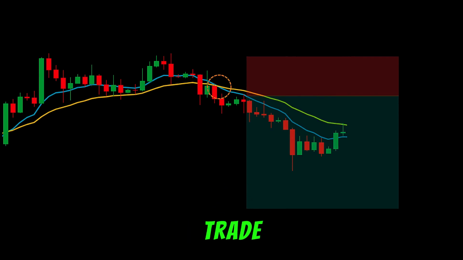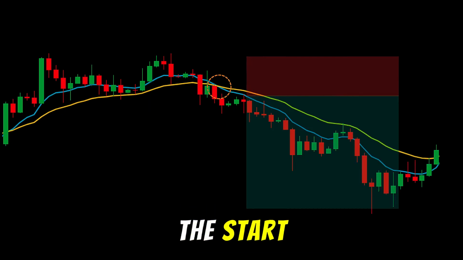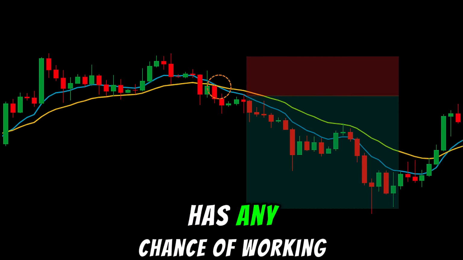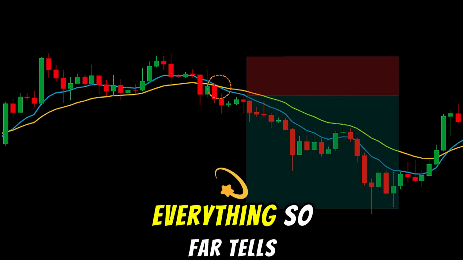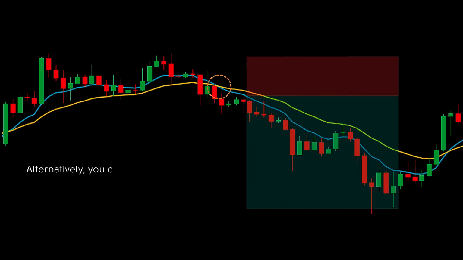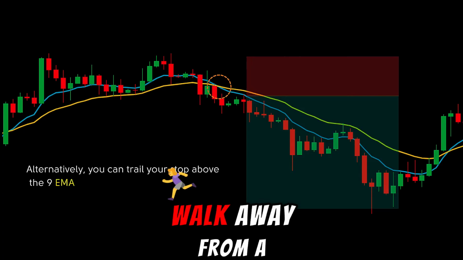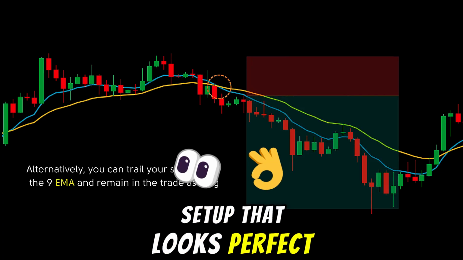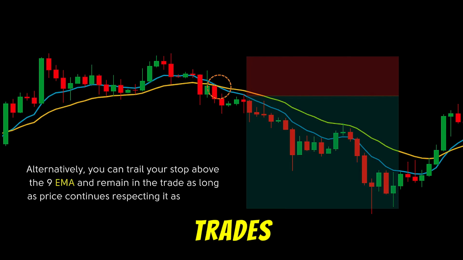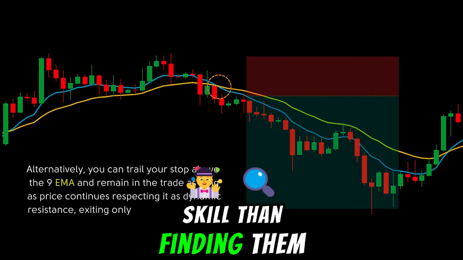Part 5. The 2 things that cancel the trade. This is the part I promised you at the start, and it's the reason this strategy has any chance of working. Everything so far tells you when to enter. These 2 rules tell you when to walk away from a setup that looks perfect, and walking away from good-looking trades is a much harder skill than finding them.